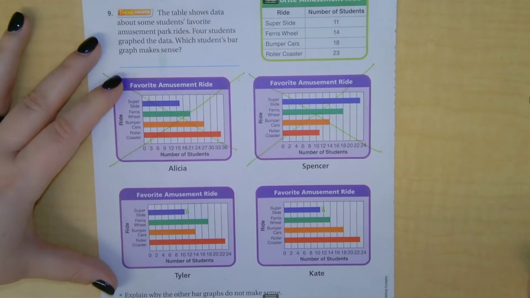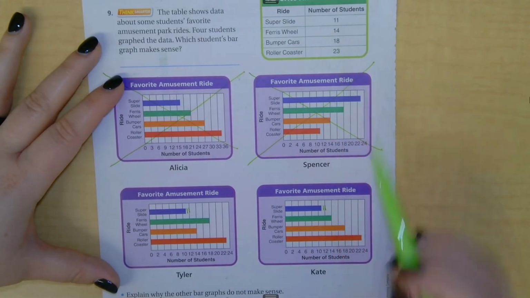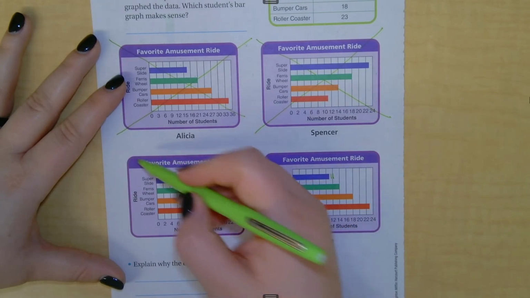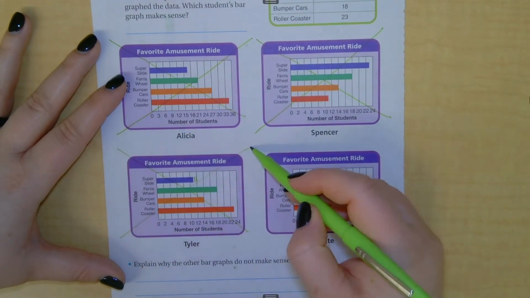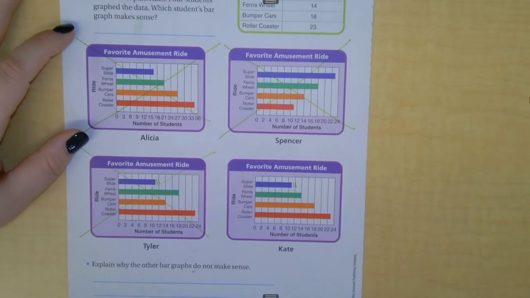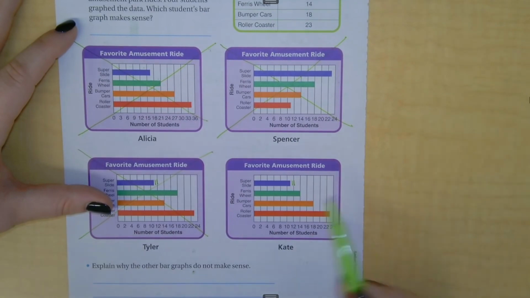So now let's go to the next ride. Ferris wheel should be at 14. Tyler has Ferris wheel stopping at 18. That's not correct. Now, should I go ahead and assume that Kate's is correct? Absolutely not. We need to finish checking these last 3 rides.